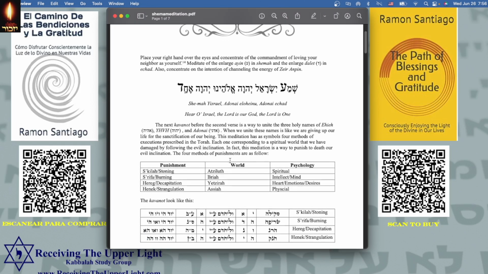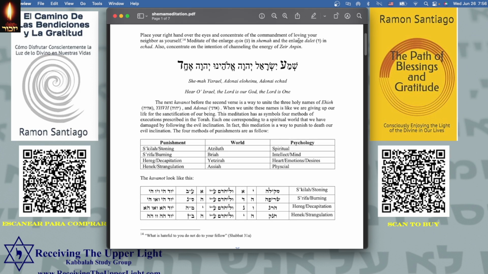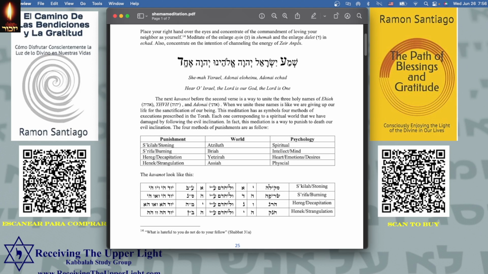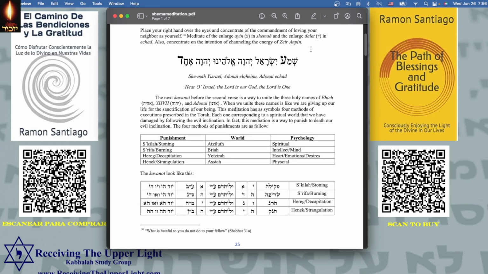So what we're going to do is the following. I'm going to read the instruction. Place your right hand over the eyes and concentrate on the commandment of loving your neighbor as yourself. Meditate on the large Ayin in Shema and the enlarged Dalet in the Echad. Also concentrate on the intention of channeling the energy of Seraphim.